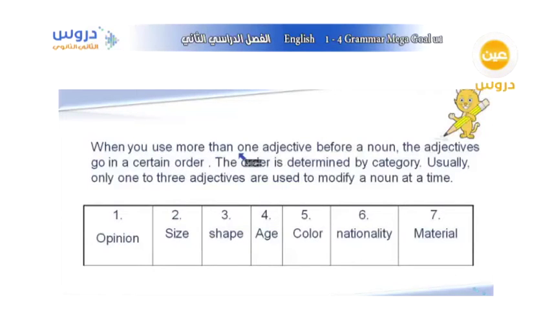Okay, when you use more than one adjective before a noun, the adjectives go in a certain order. We have a certain order, not random. The order is determined by category. Usually only one of three adjectives are used to modify a noun at a time. So here we have fixed and determined categories. The first one here is opinion, size, shape, age, color, nationality, material. So here we have the categories.